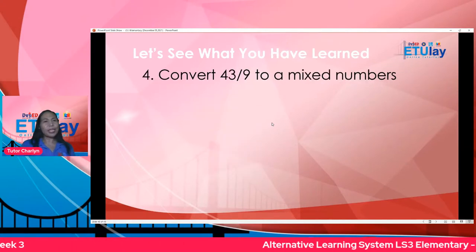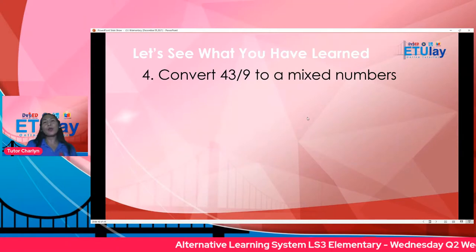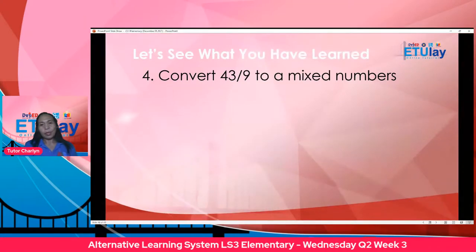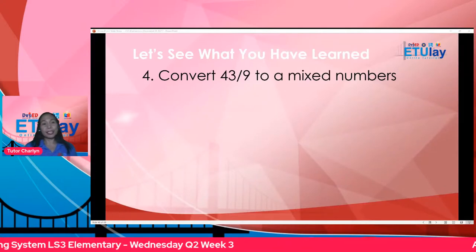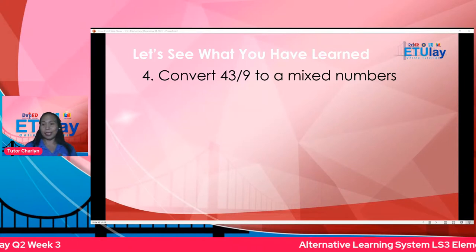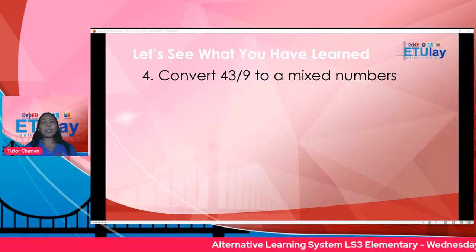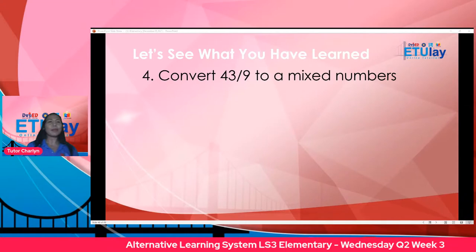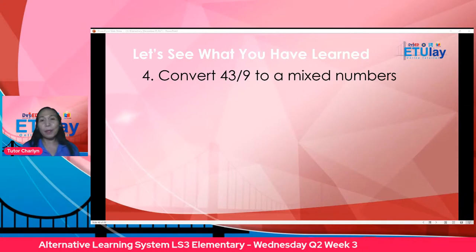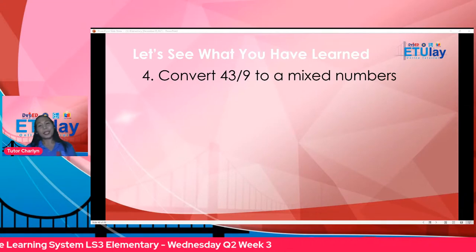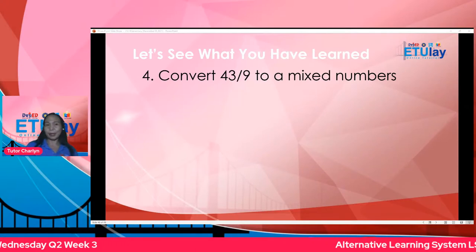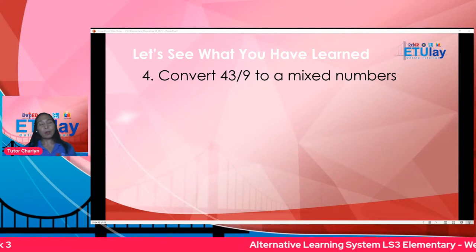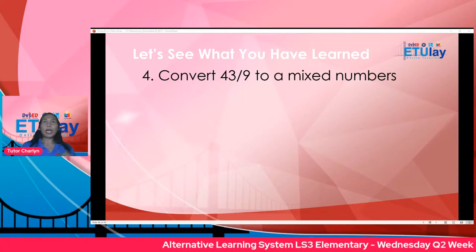And the last one we have, 43 over 9 to mixed number. Ilan kaya siya? Ilang 9 meron kay 43? Okay, skip counting by 9 tayo. So, correct, 27 over 11. Let's move on to number 4. Convert 43 over 9 to a mixed number naman. Okay, ilan bang 9 makukuha natin kay 43? So, skip counting by 9 tayo para mas madali. Hindi aabot kay 43. So, ilang 9 yon?